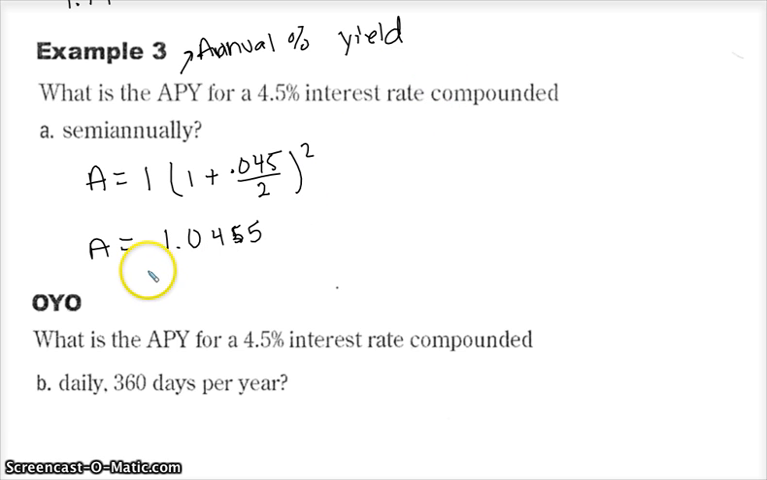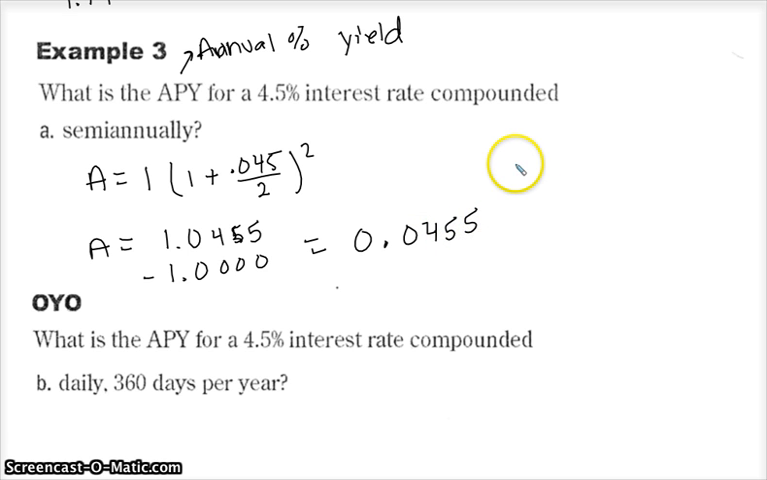Now, I want to figure out how much did I gain over that year. So I'll subtract away my initial investment, which was 1. I see that what's left is 0.0455. So my actual APY for the year is 4.55%. It's just slightly more because I've compounded semi-annually.